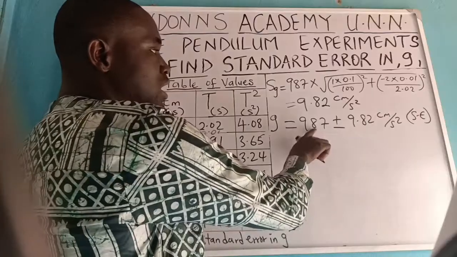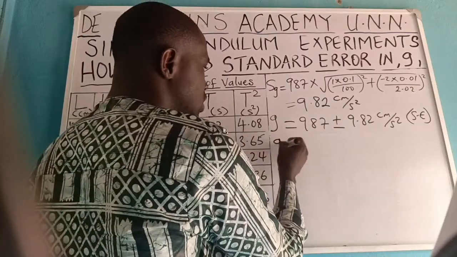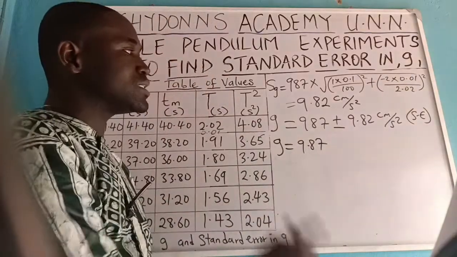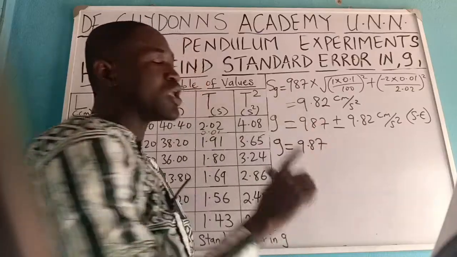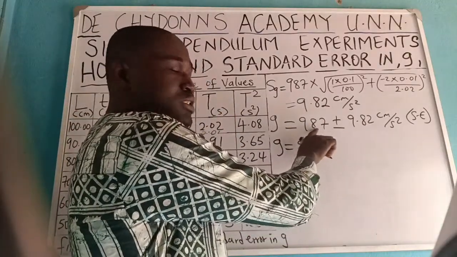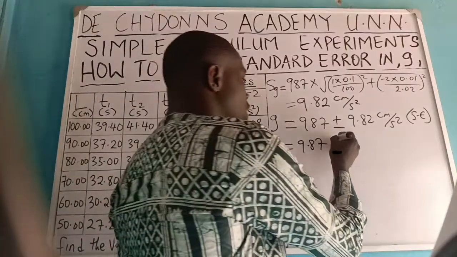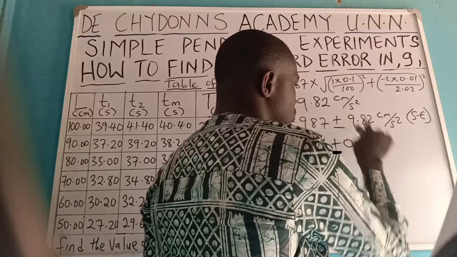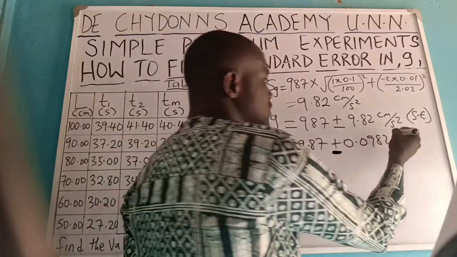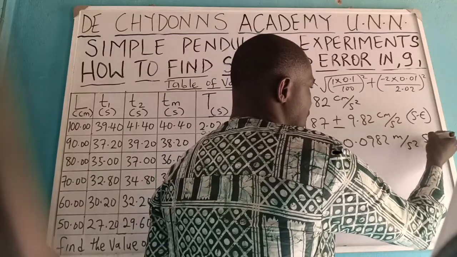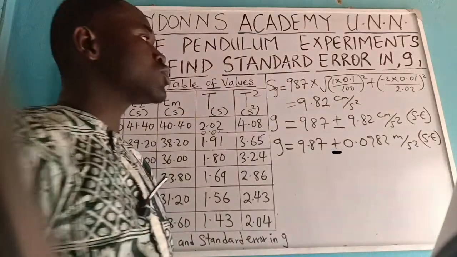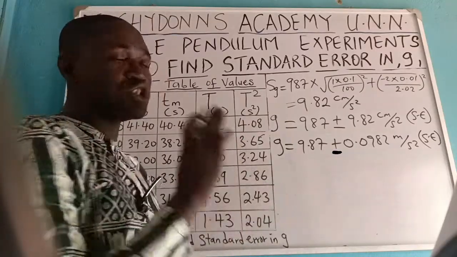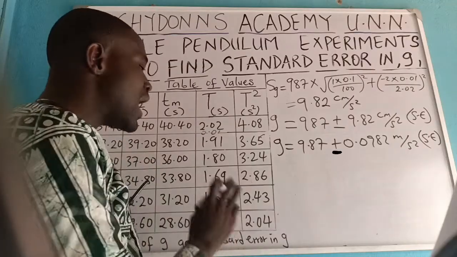Or change this to meters. You have g equals 9.87. How do we get it? To change centimeter per second squared to meter per second squared, divide this by 100. You have 9.87 plus or minus this divided by 100, 0.0982 meter per second squared, SE. That is also accepted. So that is how you can get your g and the standard error in g.